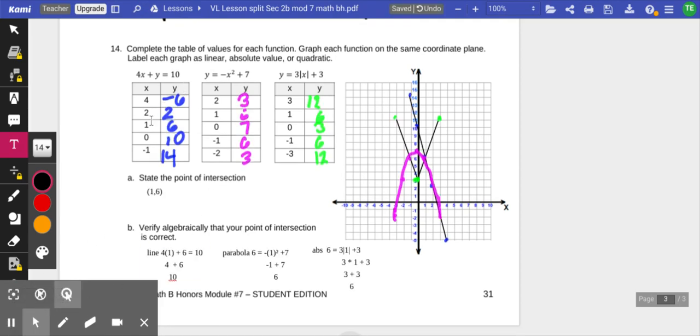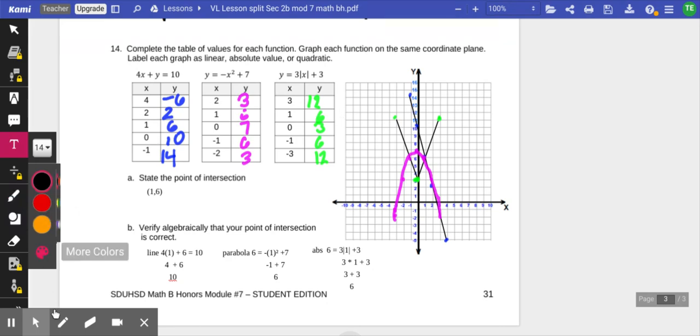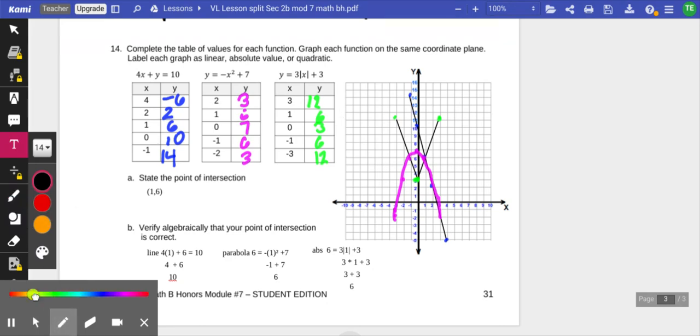All right, so I plotted this one and I got my line with negative slope. And I plotted this one. This is my upside down parabola. Looks like a U upside down. And I plotted this one and I got my V. And I want to know, where do they all cross? And I see that they all cross right here, over here at 1, 6. That's where they're all crossing at the same time. So I put 1, 6 for my intersection.